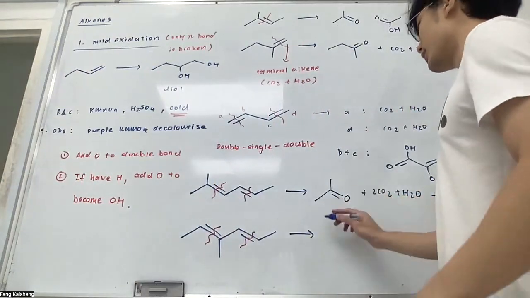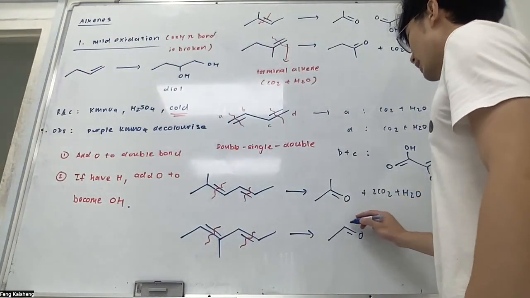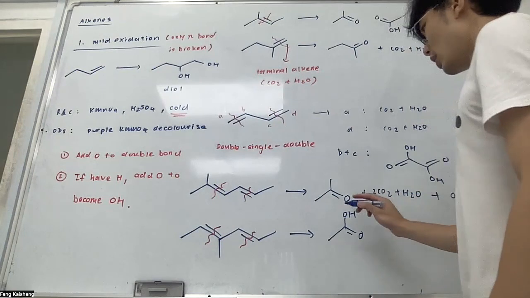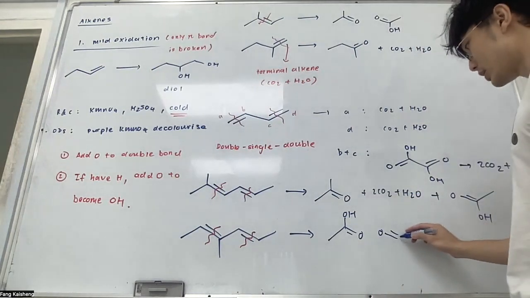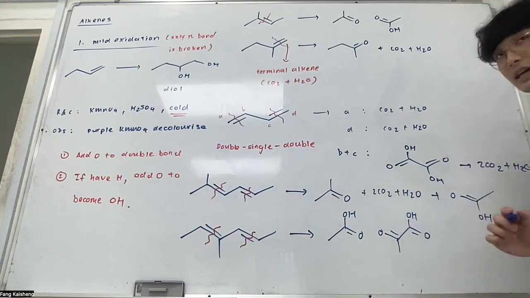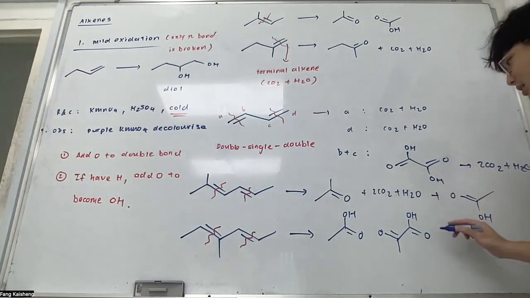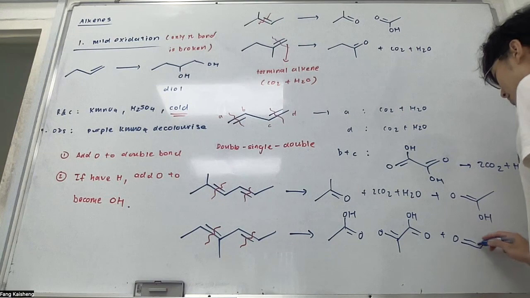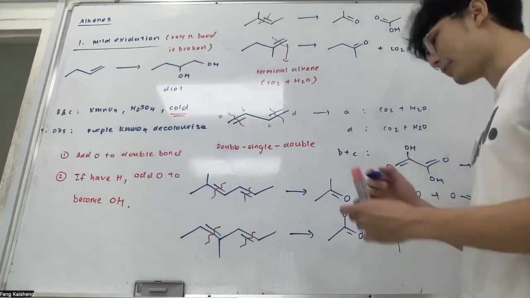Okay, so I'm going to draw the answer. Left to right, on the left, I have this. On the right, I have this. So it's a ketone and a carboxylic acid. And then finally, the last one is the same as above.